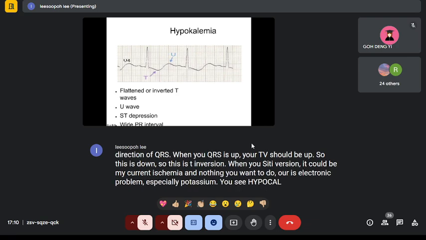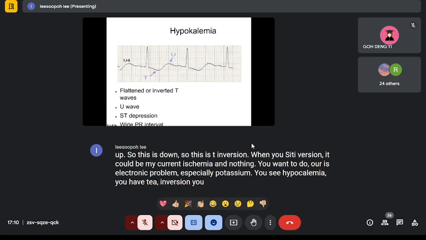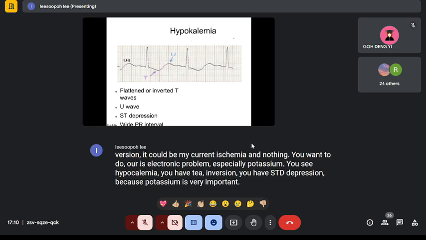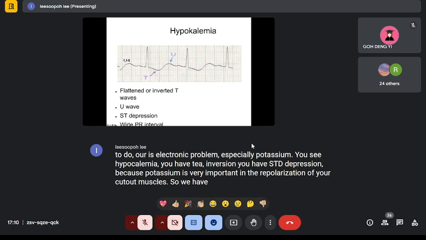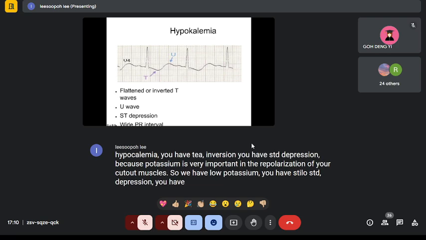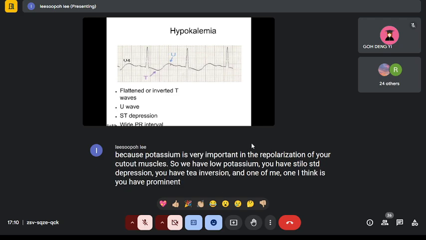When you see hypokalemia, you have T inversion, you have ST depression, because potassium is very important in the repolarization of your cardiac muscles. So when you have low potassium, you have ST depression, you have T inversion, and another thing is you have a prominent U wave.